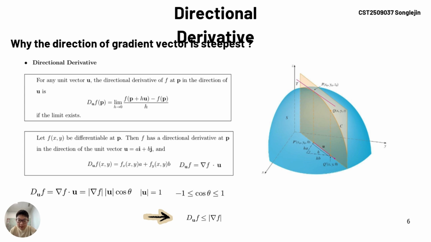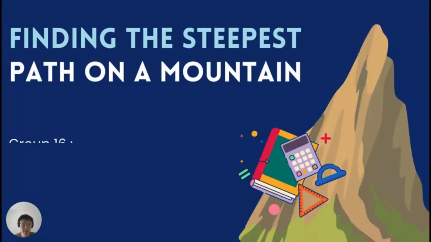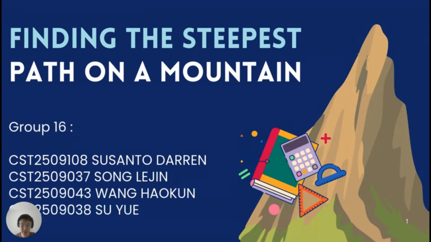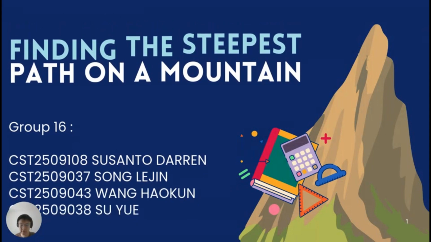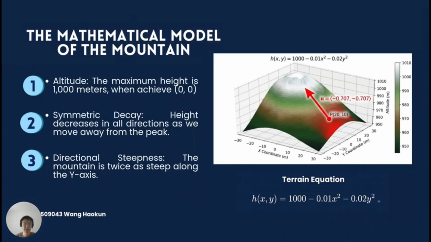Okay, these are all the mathematical concepts we can use in this project. The next student, Wang Haokun, will do the mathematical modeling and detailed calculations. So my name is Wang Haokun and my student ID is CST2509043, and I will show the mathematical model of the mountain and the whole calculation of it.